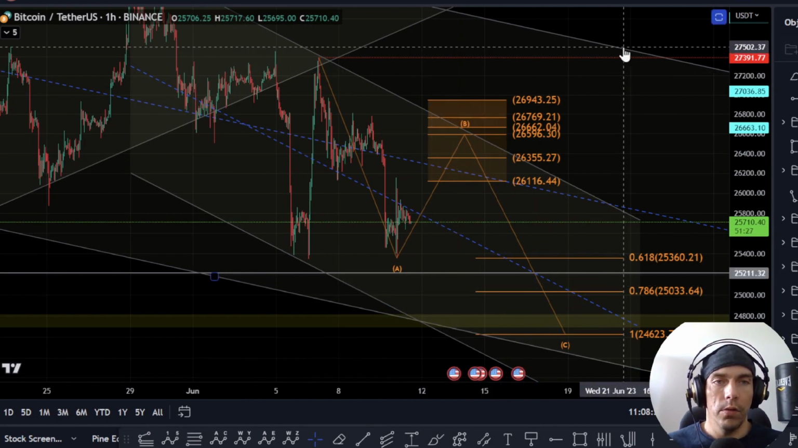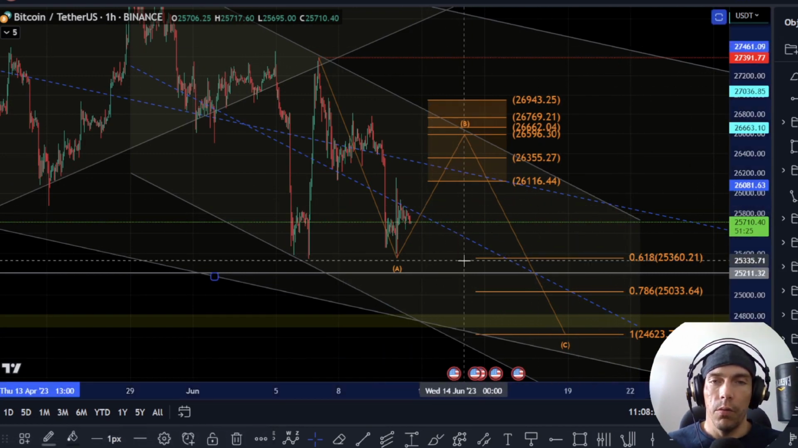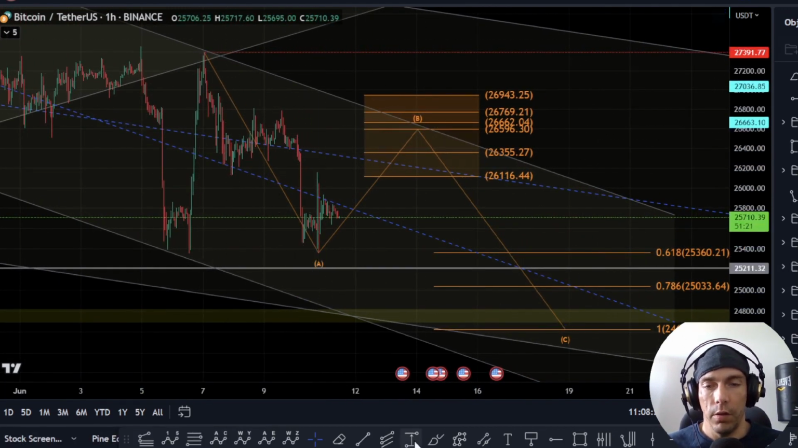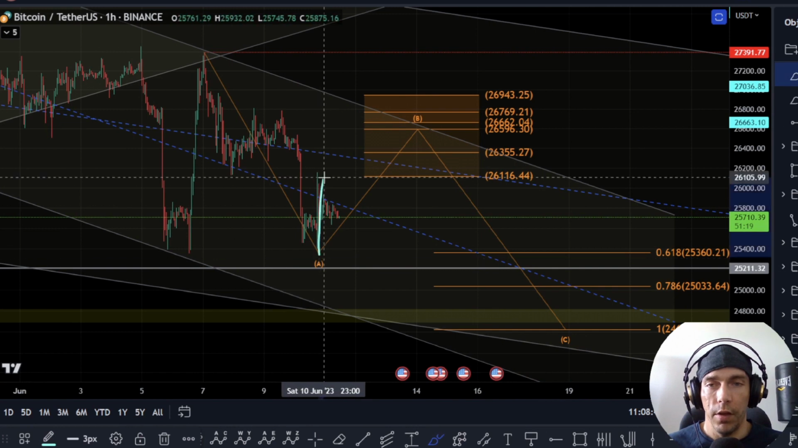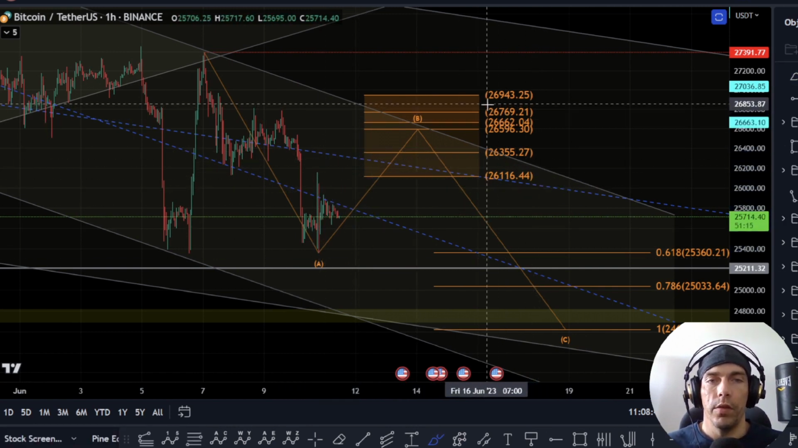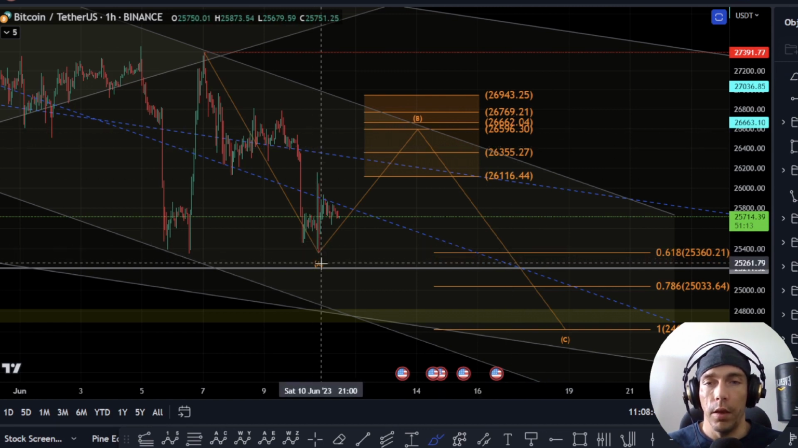Until we do, what we could see is price actually start to form in this channel in this way, where this is an A wave to the downside. We could see a B wave to the upside here. It's A, B, C, looking to target out this 26,116 to this 26,943 in a 3-wave move.